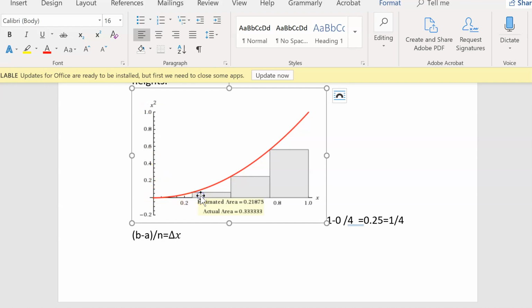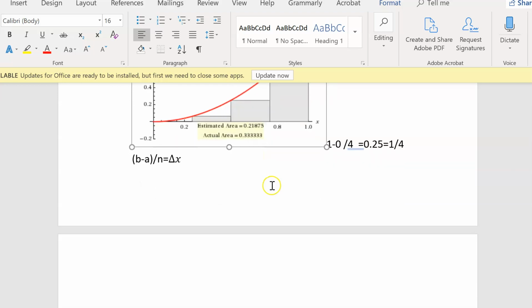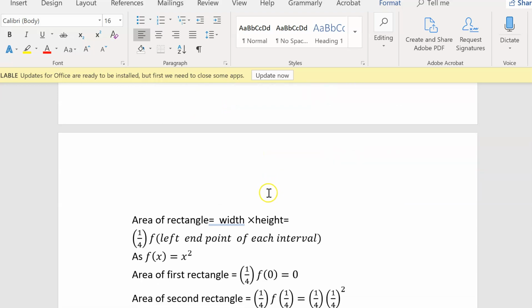Now, in the second rectangle, what is the height of the second rectangle? This is the height, and what is that? This is 1/4, remember? So this is the value at 1/4, and 1/4 is the left endpoint of this second interval. Now we are taking the y coordinate at the left endpoint of the interval. So let's do the calculation now.